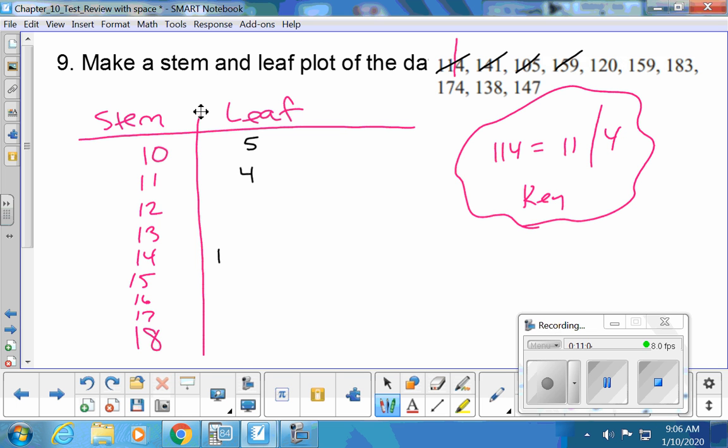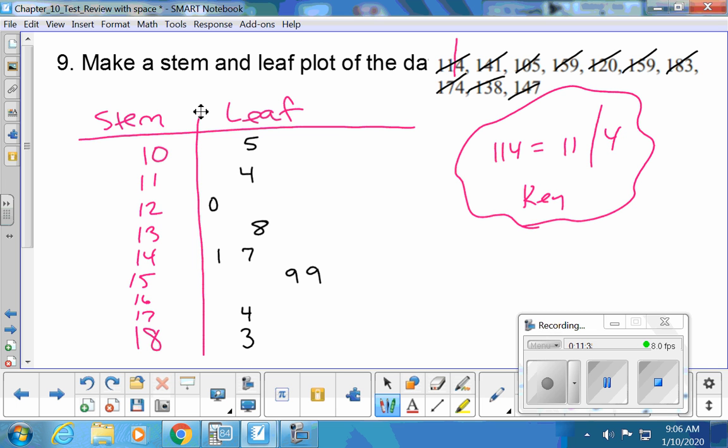159. I'm just going in order, like 120, so I don't miss one. See, Ken just started running. 159, another 9. Yeah, man. 183, 174, 138, and 147. I left these awkward spaces just in case there were smaller numbers coming, but I think you get the gist, right? Yeah, man.